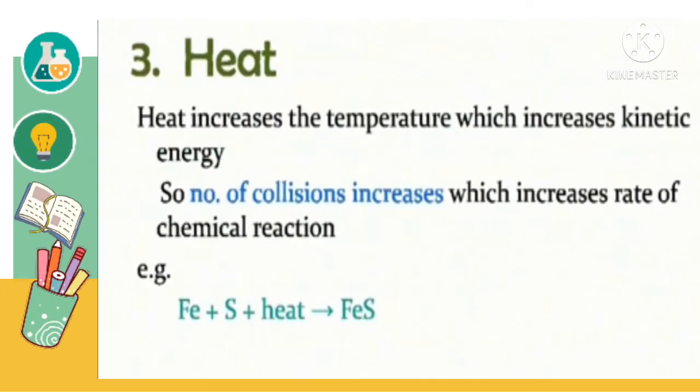The third condition is heat. Some reactions occur only by heating. Heat increases the temperature, which increases the kinetic energy. So the number of collisions increases, which increases the rate of the chemical reaction. For example, iron and sulfur react with each other in the presence of heat, and there is a formation of iron sulfide, and this reaction can be done only in the presence of heat. Without heating, this reaction is not possible.